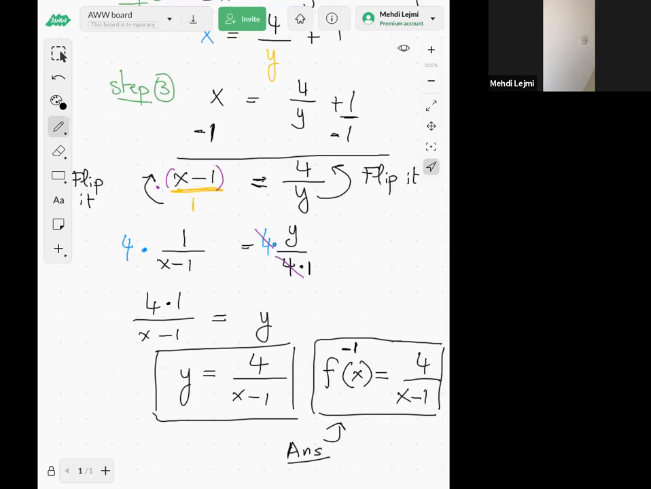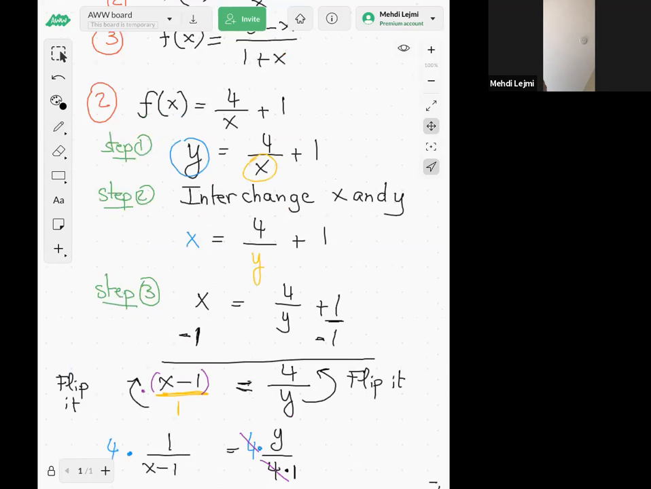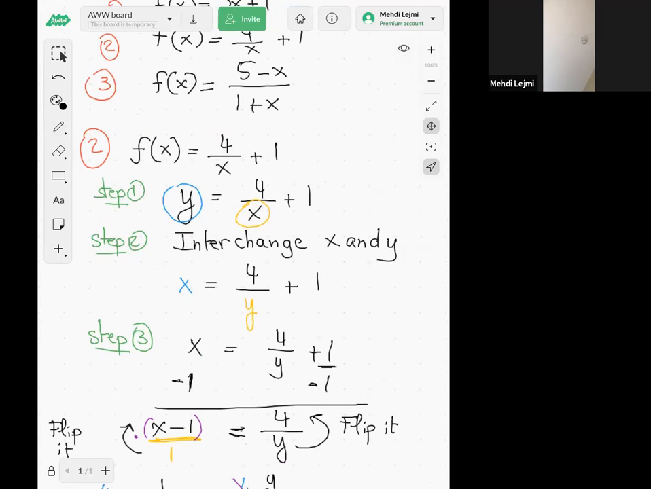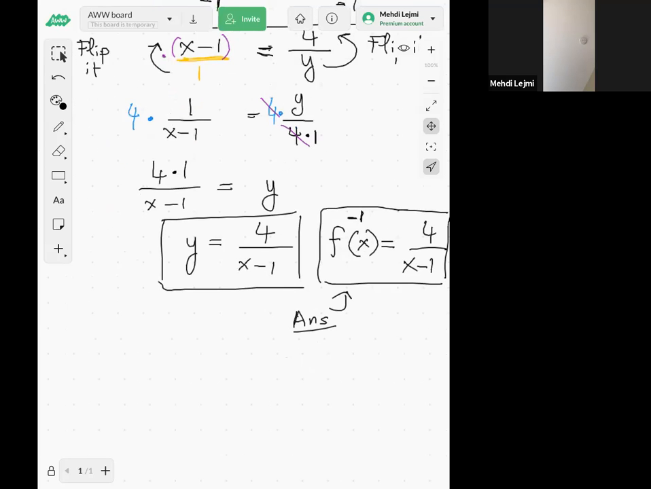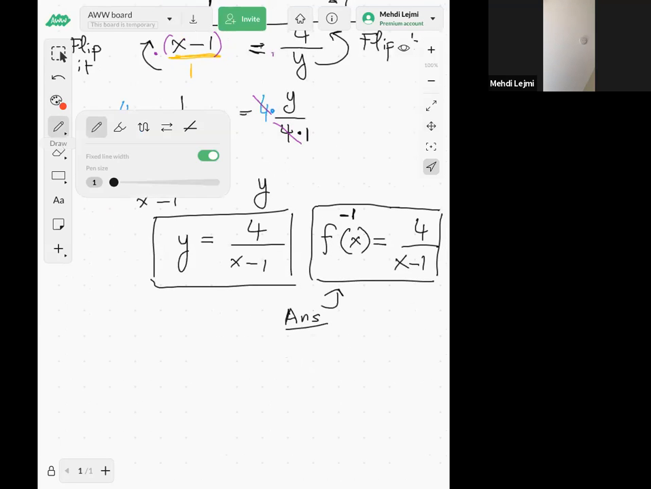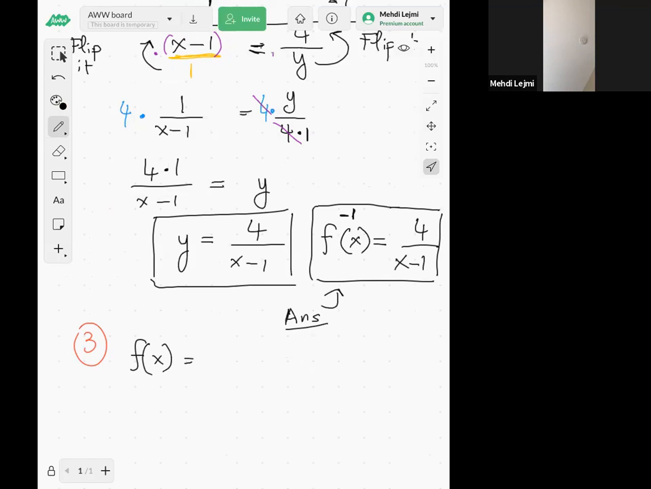So now let me go over number 3. The third function, f of x equals 5 minus x over 1 plus x. So for number 3, step 1, we're going to have y equals 5 minus x over 1 plus x. Just replace f of x by y.